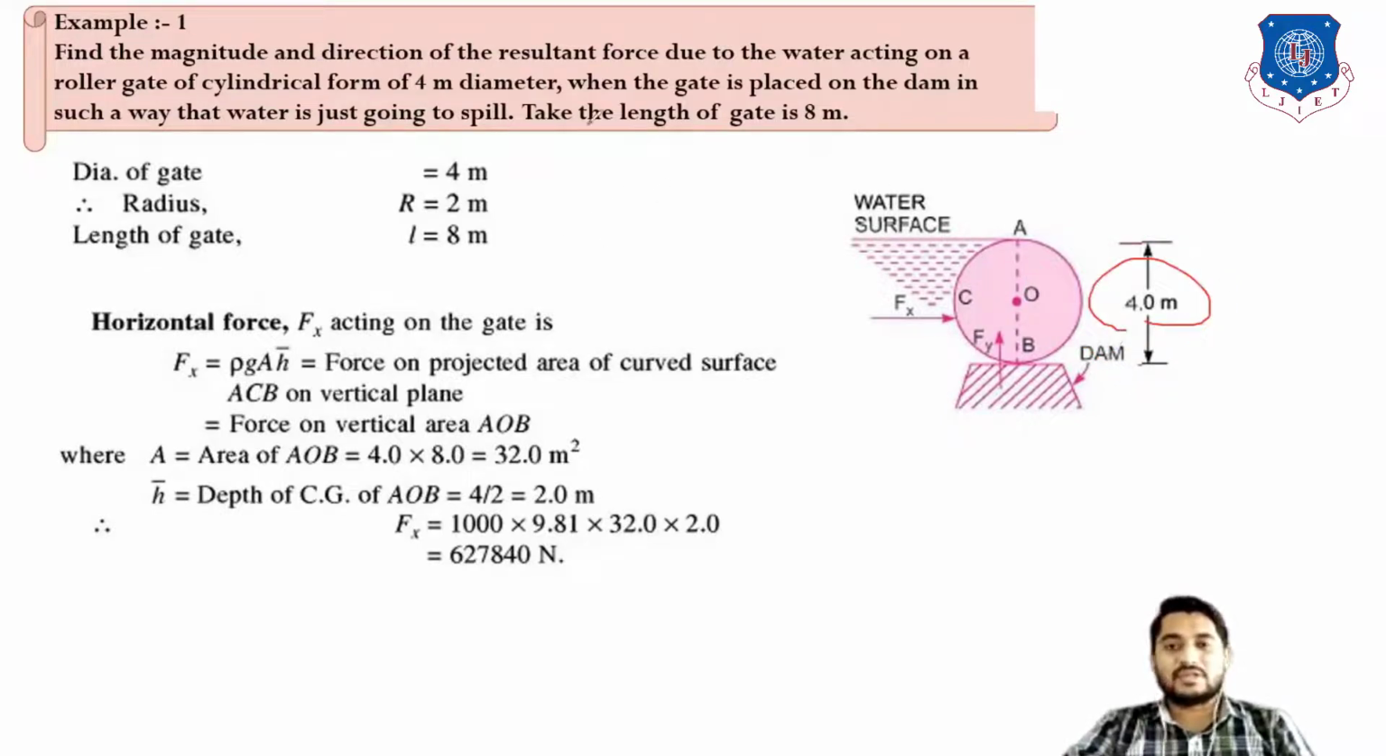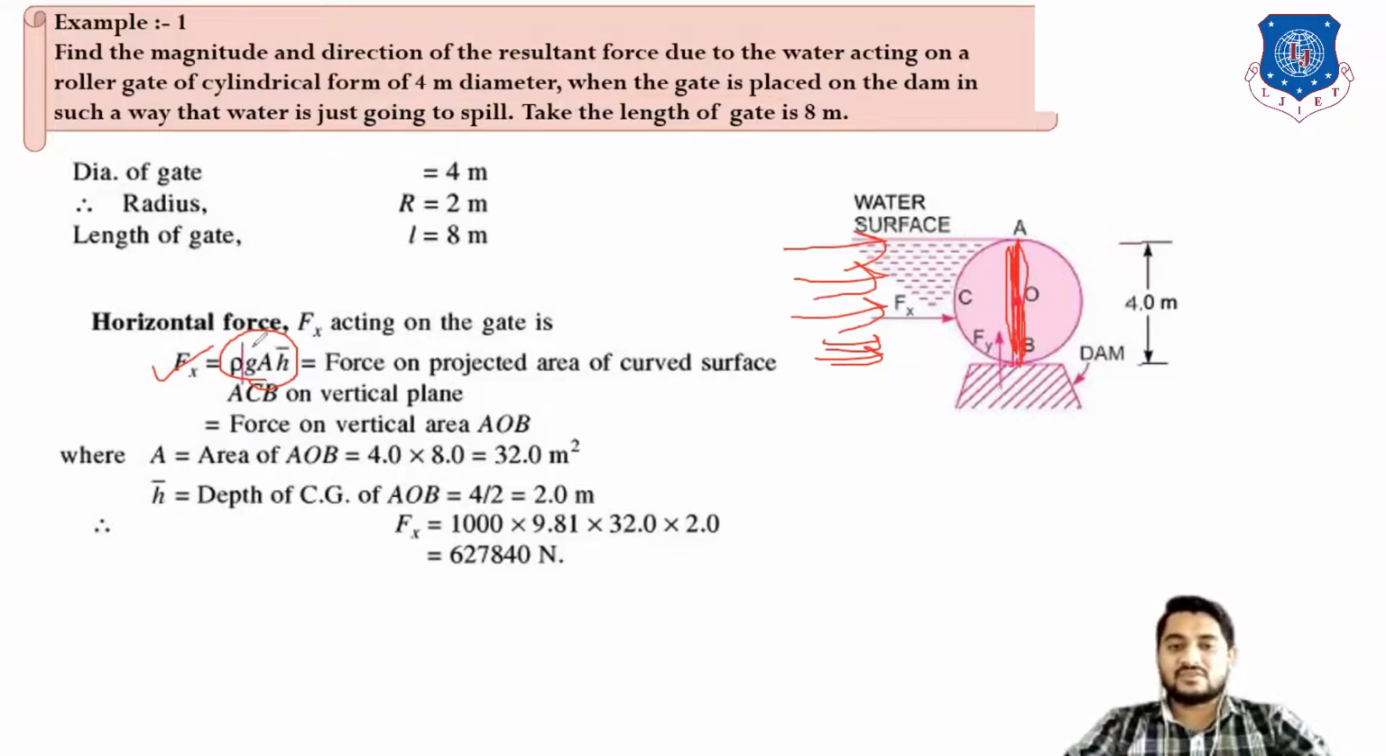So height will be 4 meter. Then the gate is placed on the dam in such a way that water is not going to spill, take the length of the gate as 8 meter. Similar to the previous example, here this is a two-dimensional sketch, but if we draw this cylinder at this level, the length is 8 meter at the back side. Clear? From the top view. So the Fx force will be applicable in this direction. So for Fx, we put rho g A into h bar, and we will consider one plate as here. So let us find: rho is given, g is given, area of this plate. For this plate, height will be 4 and length will be 8 as a back side. So area will be 4 into 8, 32 meter square.